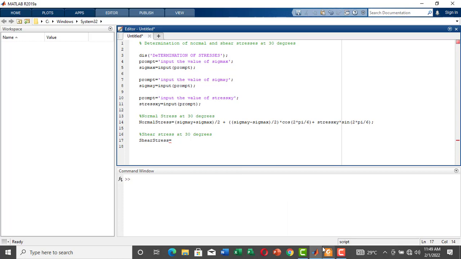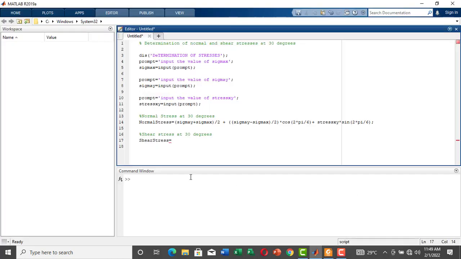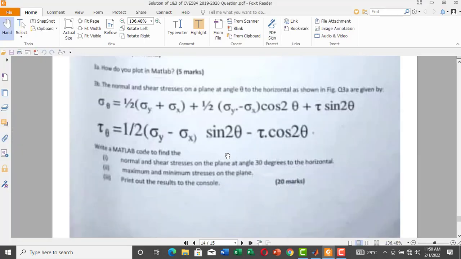Is it minus? I think y minus x, yeah. Sigma y minus sigma x, parenthesis, right? You can see something trying to tell you that that's not correct, so automatically you know what to do. Divide by 2, then, okay, it's not plus, multiply by sine 2 theta.